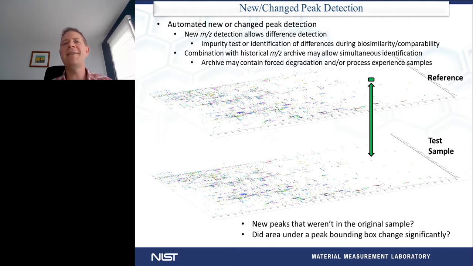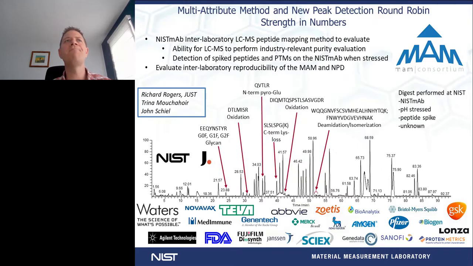So this is basically asking, are there any new peaks, or did any of the peaks that are in the bounding boxes change that we may not be selectively monitoring in our report? So this really is an agnostic new or changed peak detection that allows you to identify differences in the sample that, if they are actually observed, you can then go in with an additional experiment to elucidate the identity of those changes in more detail.